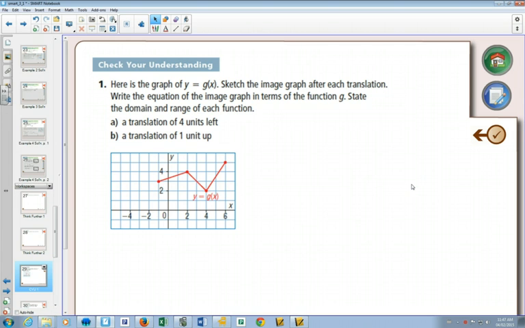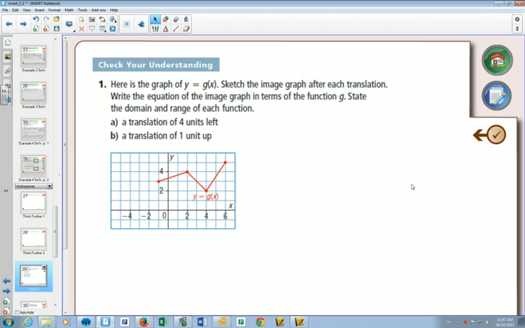So here we are, part A. We've got this graph. We have no idea what the equation of that graph even is. It's not a graph that we've seen before. It just looks like a bunch of straight lines connecting the dots that didn't turn out to be any exciting picture in the end. And they're calling that function g of x. So we want to translate it 4 units to the left.